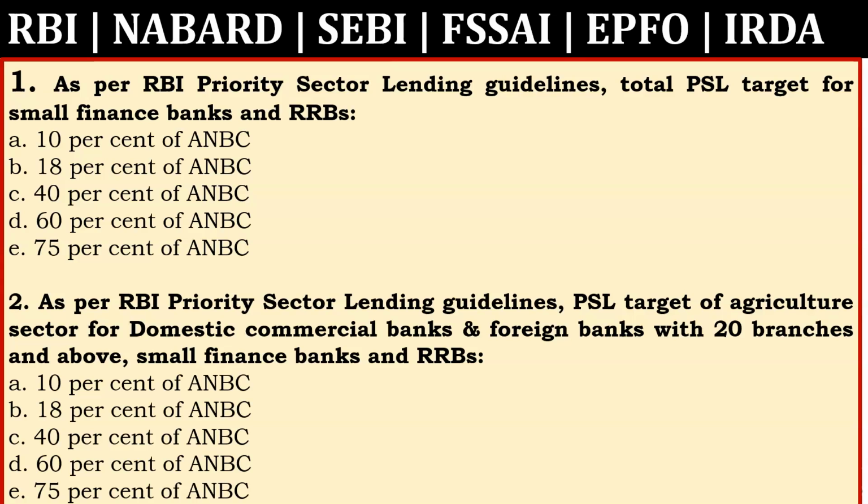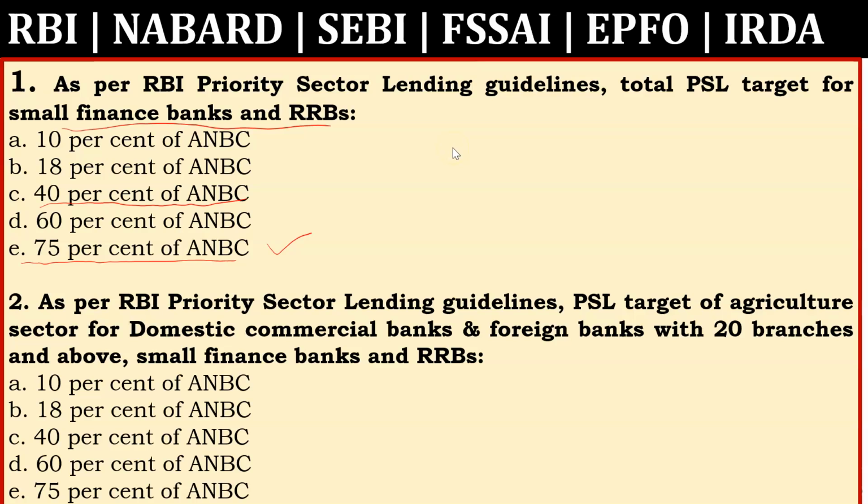As per RBI priority sector lending guidelines, what is the total PSL target for small finance banks and RRBs? You have to take care of these things. It is small finance banks and RRBs that are mentioned, not domestic commercial banks and foreign banks. The target for these two is 75% of ANBC, adjusted net bank credit. For other banks like domestic commercial banks and foreign banks, this target is 40% of ANBC. So for small finance banks and RRBs, the right answer is 75% of ANBC, adjusted net bank credit.